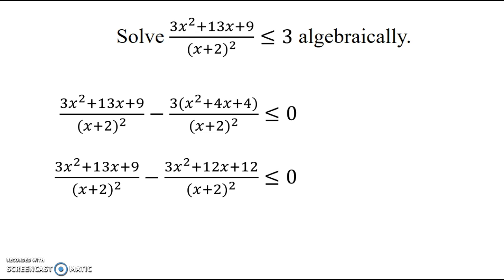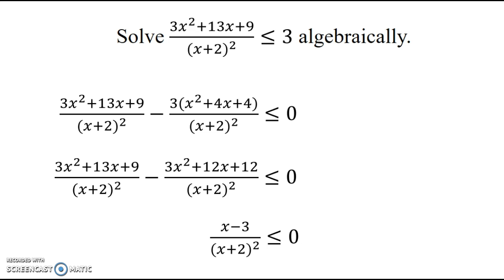Now I can just combine my like terms. So 3x squared minus 3x squared, well, that's 0. 13x minus 12x, 1x. 9 minus 12, well, that's going to be a negative 3, all over x plus 2 quantity squared. Ta-da! So now this is in a form where we can actually use something with it.